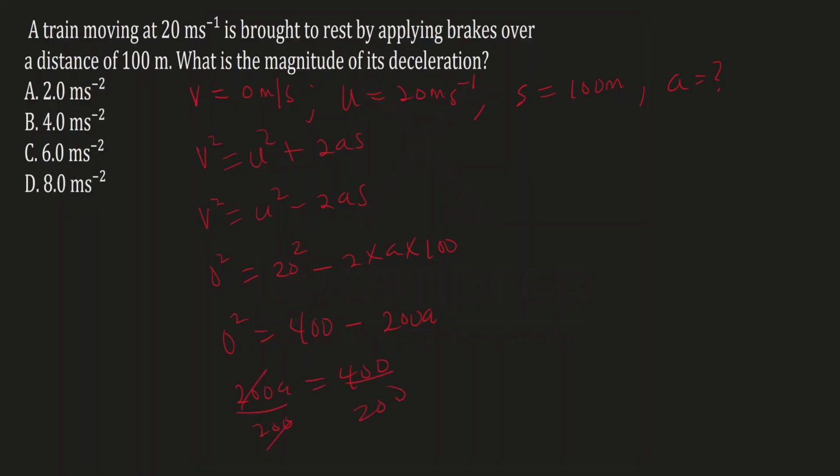This cancels this. So acceleration is going to equal 400 over 200. So the deceleration is 2 meters per second squared. So the magnitude of deceleration is 2 meters per second squared, making option A the correct answer.